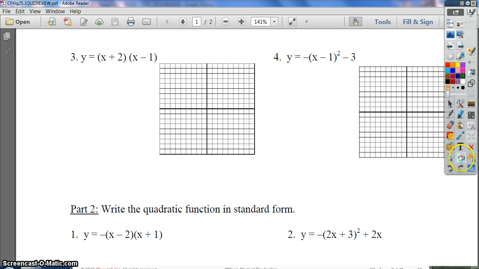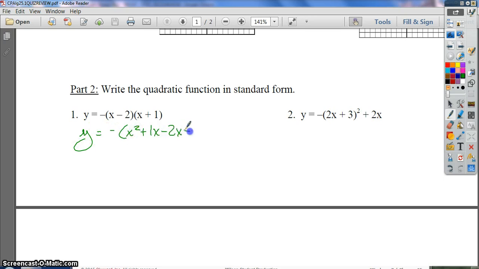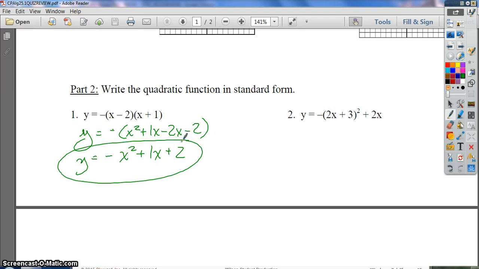So let's jump down to part 2, standard form. This is what the last video left off with. When you get this guy going, this will be x squared minus, or I should say plus x minus 2x minus 2. So this is going to be negative x squared. This is negative 1x. Negative times negative is positive 1x. Negative times negative is plus 2. There you go. Okay, so I skipped one step there. Hope that doesn't throw you off.